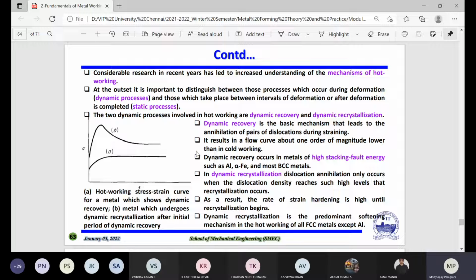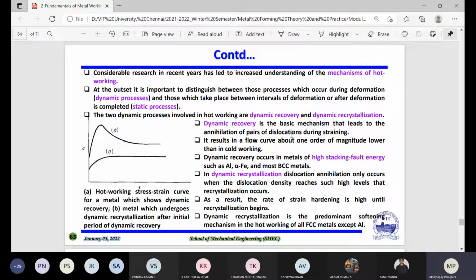And second, you have the dynamic recrystallization, and in dynamic recrystallization, dislocation annihilation only occurs when the dislocation density reaches such a high level that recrystallization occurs. So that means whenever your dislocation density reaches a higher level, this is known as the dynamic recrystallization. Whatever we have studied in the beginning, we have just added a little bit of the metallurgical aspect. Okay, this is known as the dynamic recovery, and this one is known as the dynamic recrystallization.